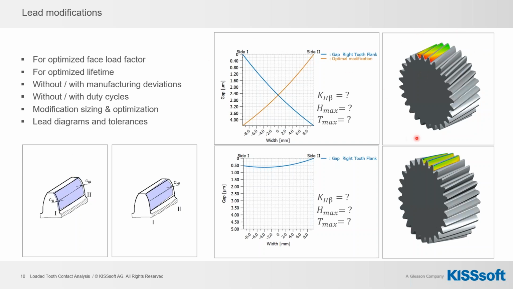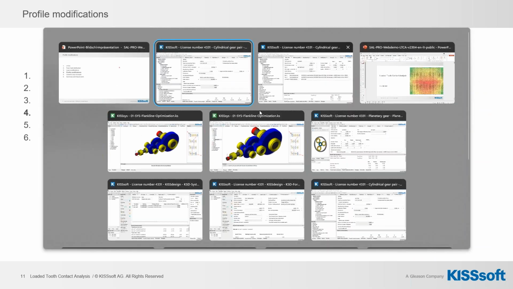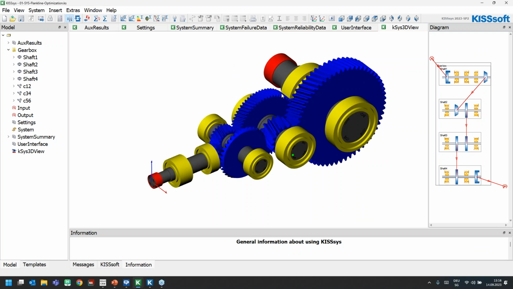So here you can see on the right side the results coming from loaded tooth contact analysis, and we can clearly see that the load is concentrated on one side, whereas after the optimization we have a relatively smooth load distribution. And the question is, what is my face load factor before and after the optimization? How do I find the optimal modification? And how does it affect our lifetime and our maximum transmittable torque? Let us have a look at it directly in the software.